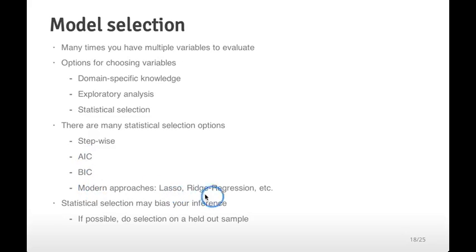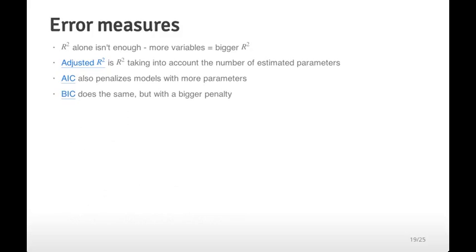There's also more modern approaches like lasso, ridge regression, and all that sort of thing, which I'm not going to go into too much detail here in this class, but there's some references for future reading at the end of this talk. So again, statistical selection may bias your inference. One way to avoid this to some extent is to perform the variable selection on a subset of your data set. So take some of the observations and do variable selection, and then use a second set of observations to do model inference. That is useful, especially if you have a very large sample size, but may be less useful if you don't have very many data points.